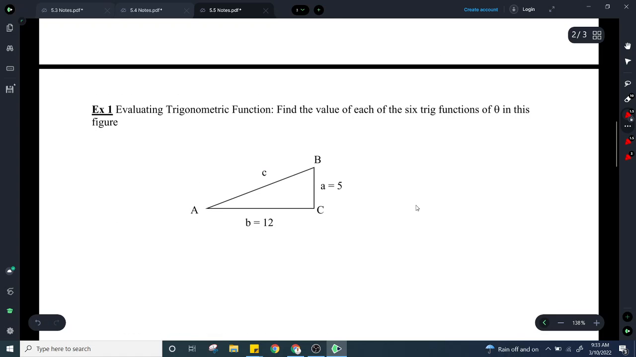So when you see a question like this, theta will be labeled. I assume they would have used this angle down here. So let's go ahead and pretend that was theta. The only thing we don't have is the hypotenuse. So we need to use the Pythagorean theorem to figure out the hypotenuse.